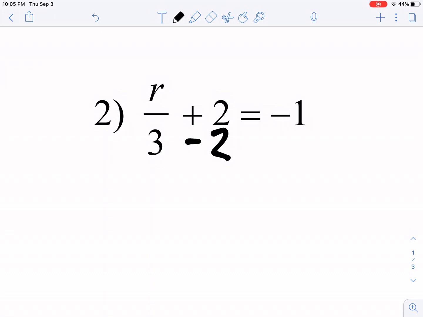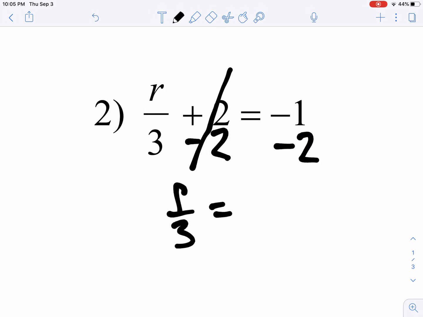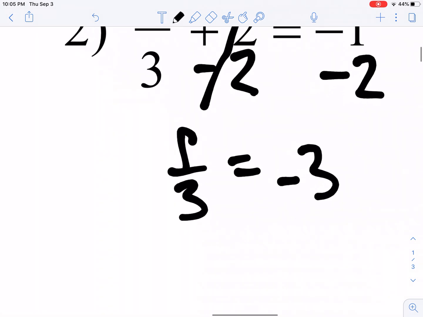But again, I have to apply it to both sides, that subtraction property of equality. So I get rid of this, that's my inverse, and I'm left with r over 3 equals negative 1 minus 2. Same sign, add and keep: 1 plus 2 is 3, and they're both negative. Okay, well now I'm back to my one-step equation again.